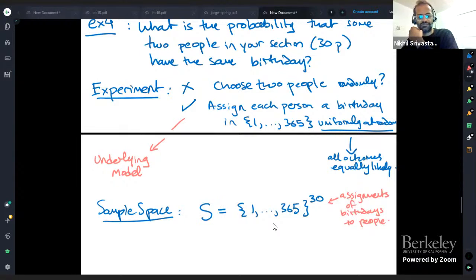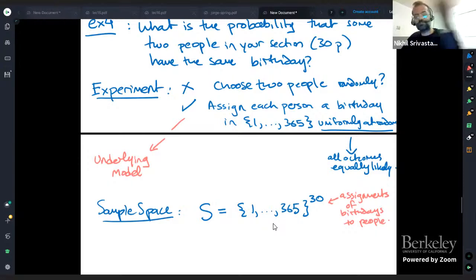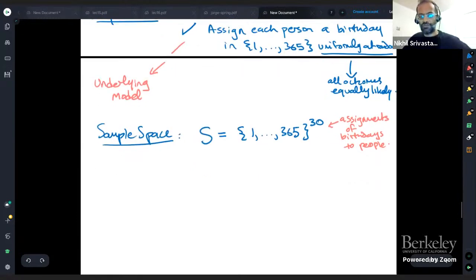And by the way, should this be ordered or unordered? Ordered, I think. Yeah, why? Because each person is distinct. Yeah, the people are distinguishable. The people are labeled. So good. Okay. Now, what's the event?